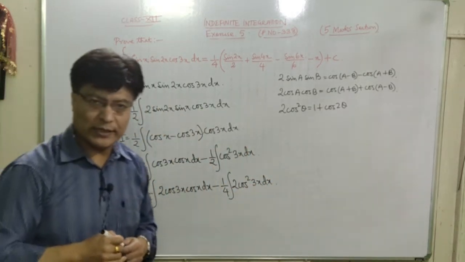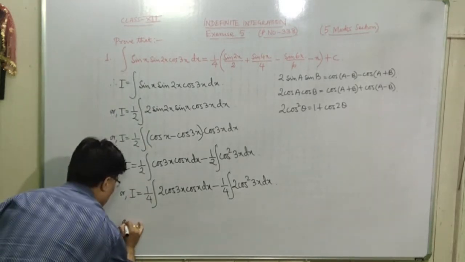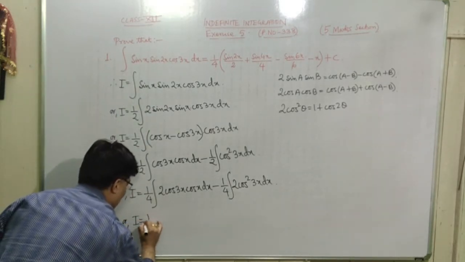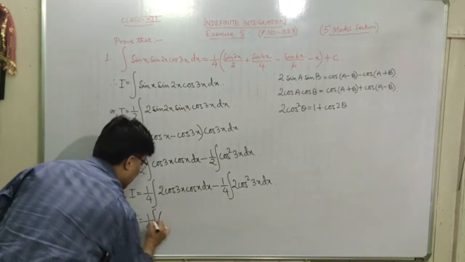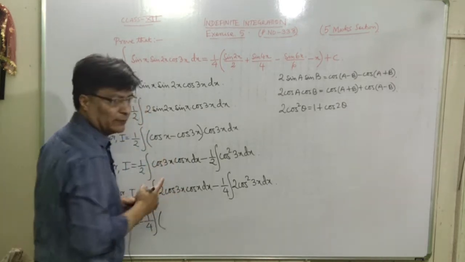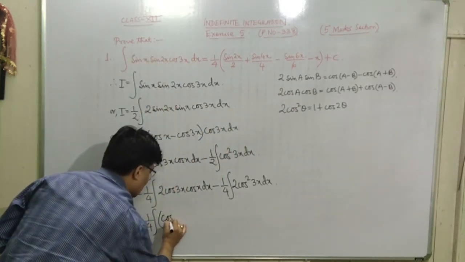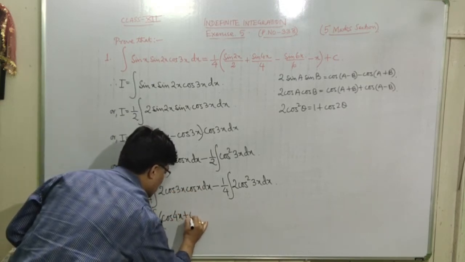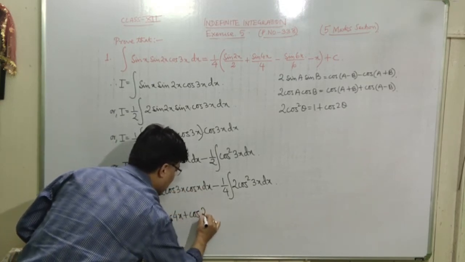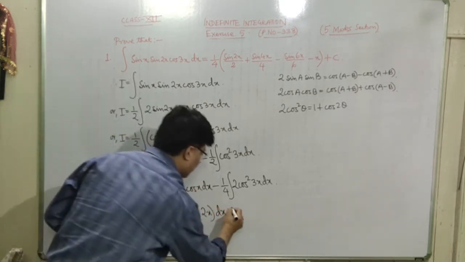Now I think you have understood it. So let us use the formula now. I is equal to 1/4 integration of, within bracket, 2 cos A cos B. Use the formula of cos of A plus B. So what is A plus B? It is 3x plus x, that is 4x, plus cos of, what is A minus B? It is 2x, bracket close. Then you write dx.